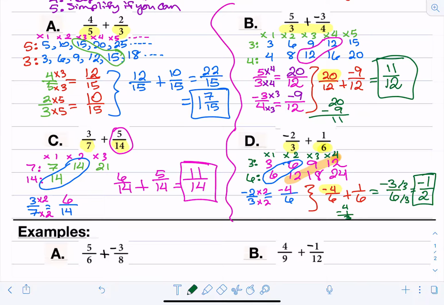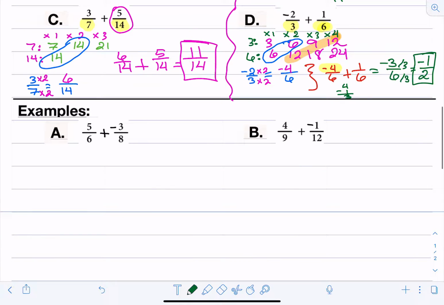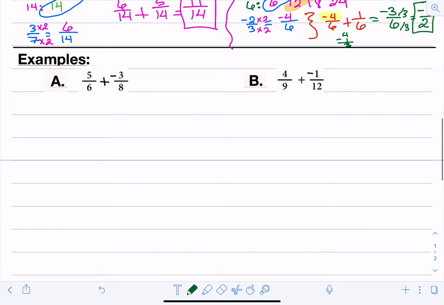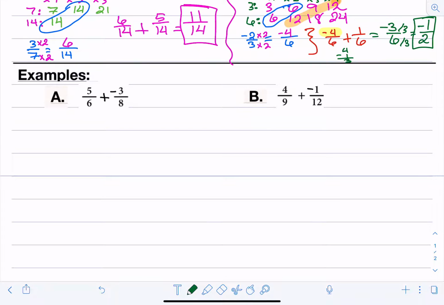Now, to make sure that you guys understand, I've included 2 more examples, A and B. Okay? And what I want you to do is I want you to pause the video, try to solve A and B, and then when you're done, restart the video and see if you got the correct answer. And if not, see how I did them so you know what to do next time. Okay, so go ahead and pause the video now.